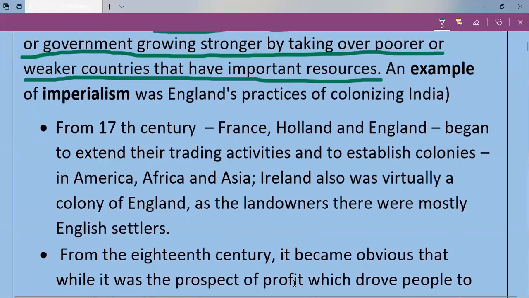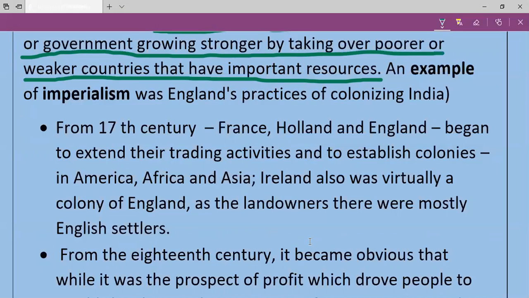Ireland also was virtually a colony of England, as the landowners there were mostly English settlers. So mainly the European countries, France, Holland, England, increased the horizon of their trading activities, selling and buying, and they established colonies in America, Africa, and Asia. These were the weaker countries.